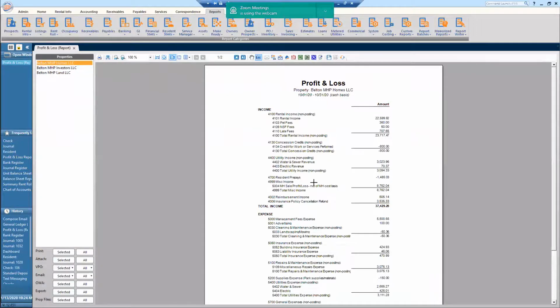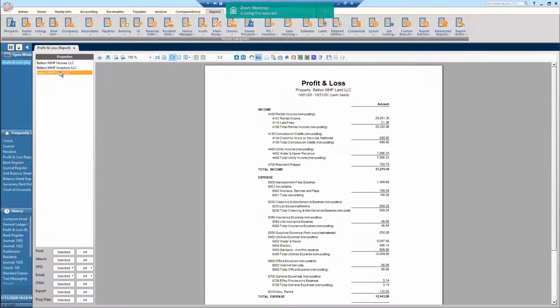Okay, now let's get into something with some real meat. This is Belton Homes for the month period. So what I do as part of my monthly reviews, I look for abnormalities. So I say, wait a second here. We got rental income. You know what? I'm going to switch to land, for you guys learning, because land is easier.